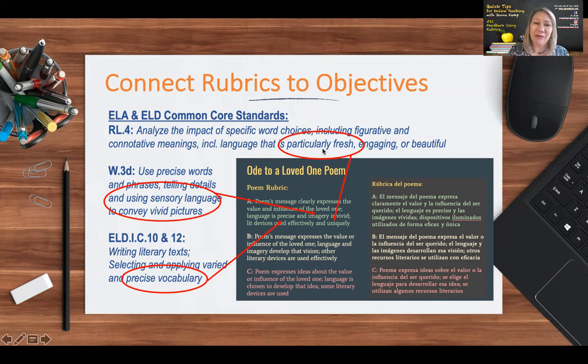I talk about how language that is particularly fresh means that it's unique. I talk about sensory language to convey vivid pictures, really talking about imagery, the literary device of imagery. And I'm talking about precise vocabulary and making sure that scholars are using precise word choices in their writing.